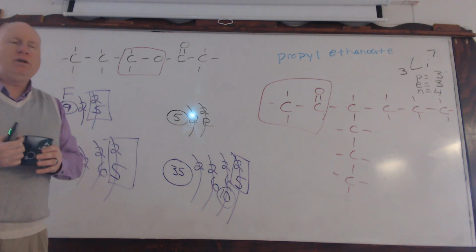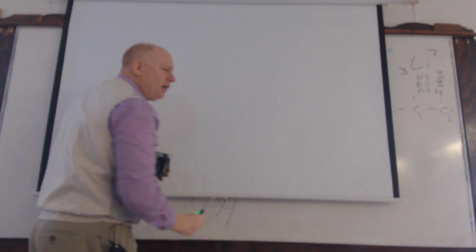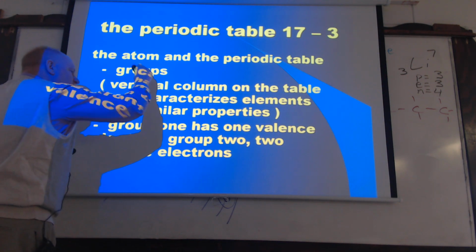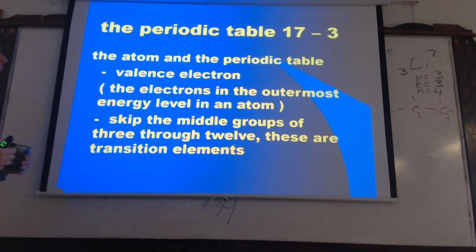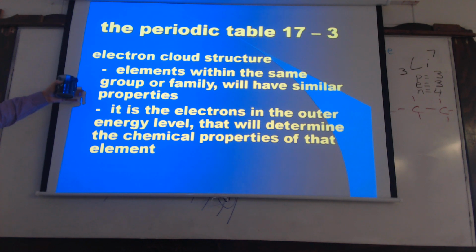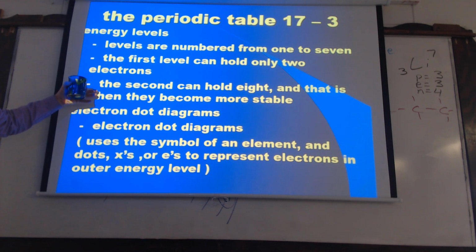Okay? So then when you look at carbon, how many valence electrons does it have? Four. It's got 4 valence electrons. Then when you look at nitrogen, how many valence electrons? 5. Because it's in the 5th column. So that same concept applies to these groups. Okay? Because I'm willing to bet it's going to tell you that elements within the same group have similar properties. Okay? Levels are numbered from 1 to 7.